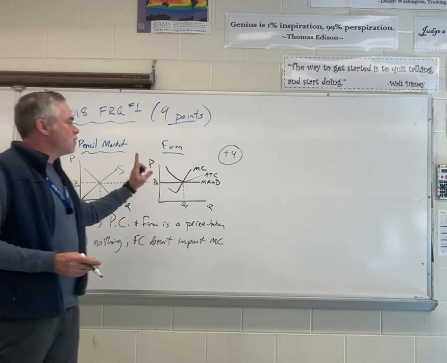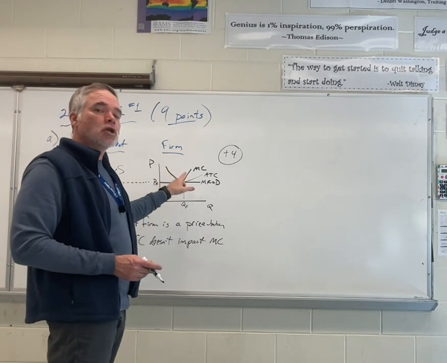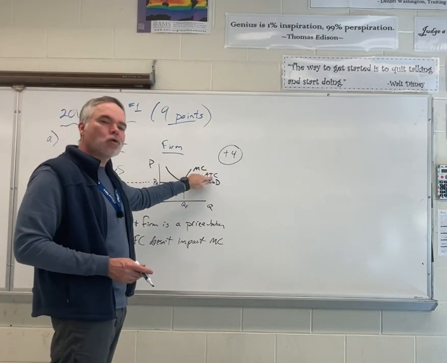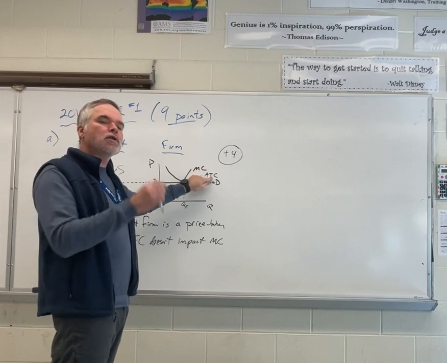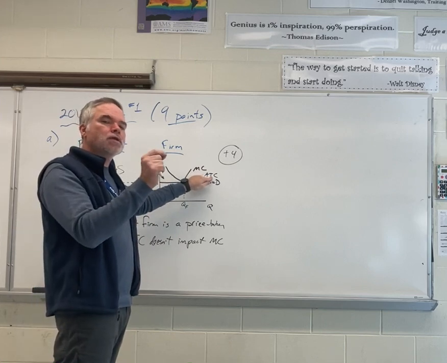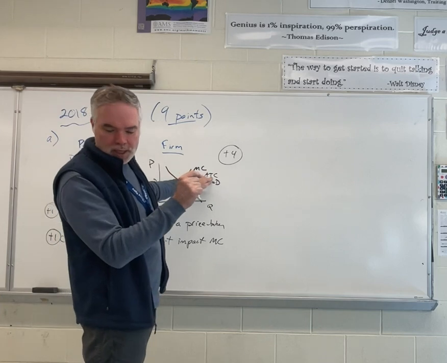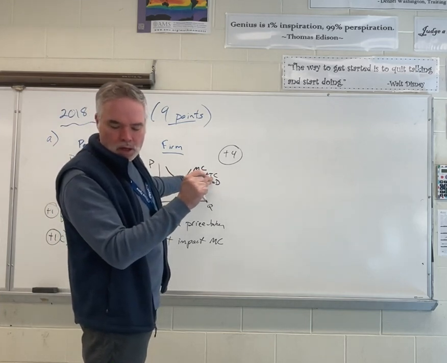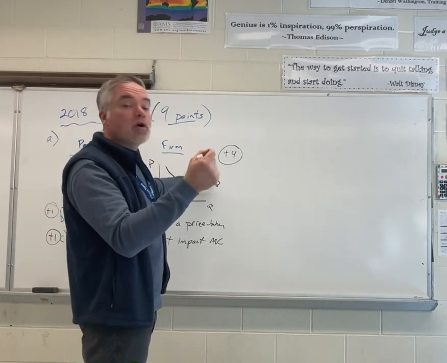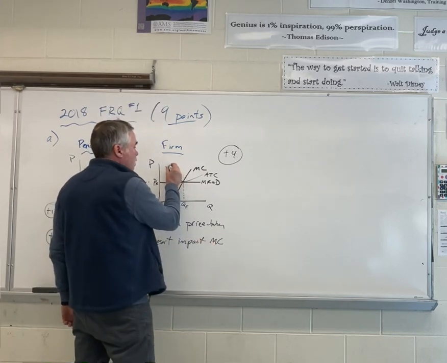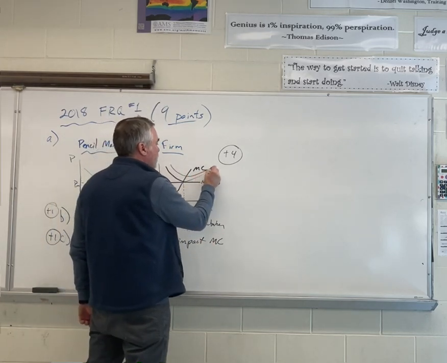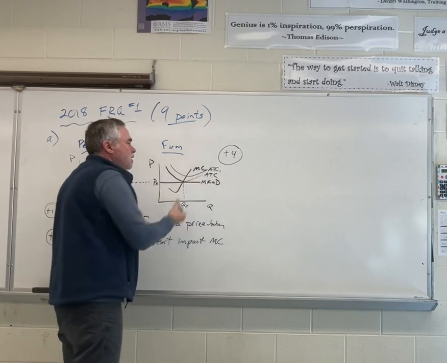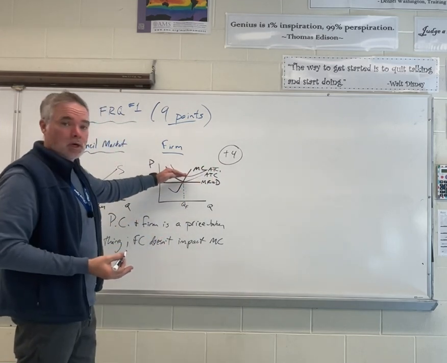Now, even though the marginal cost doesn't change, what does change is the total cost, right? Because remember, total cost is variable cost plus fixed cost. So if fixed cost is changing, then your total cost is going to change as well. It's going to shift upward. So for this point, you would have to add another ATC curve up above the original one.